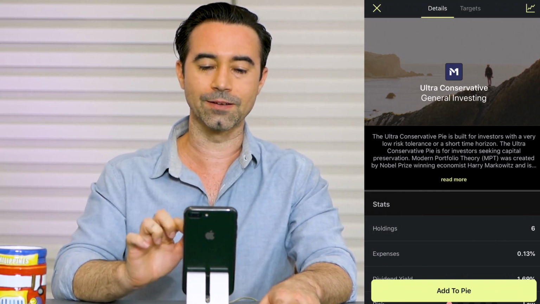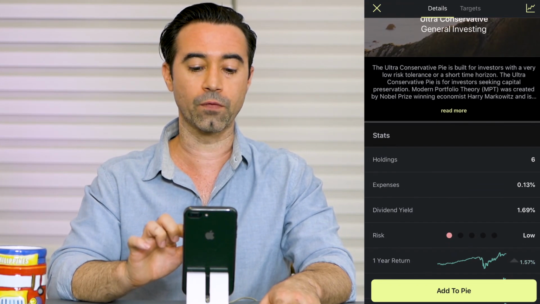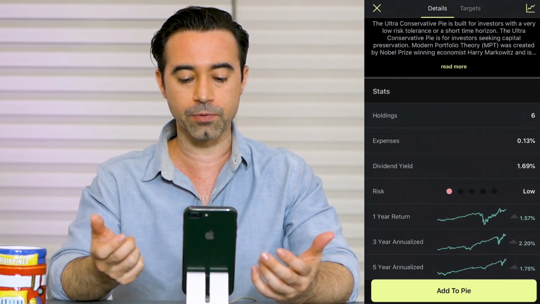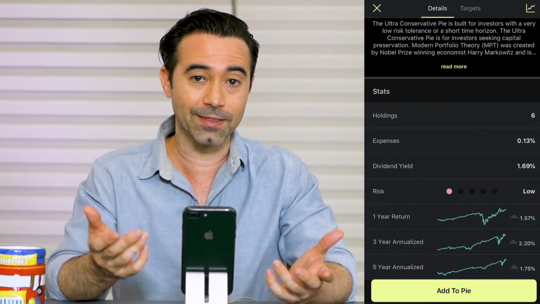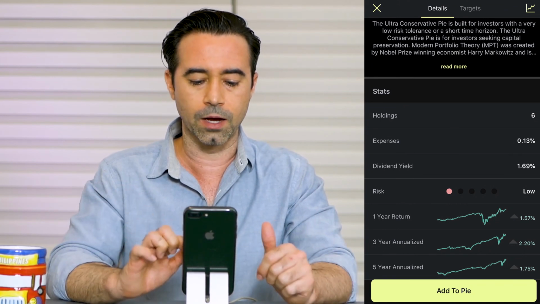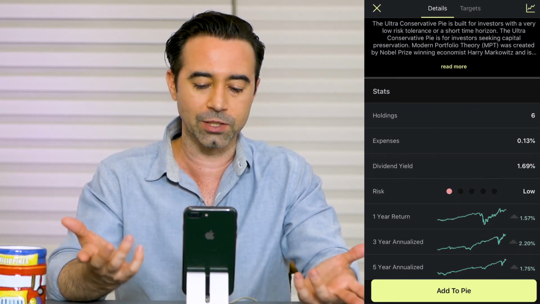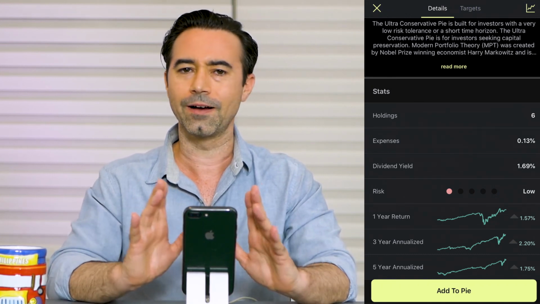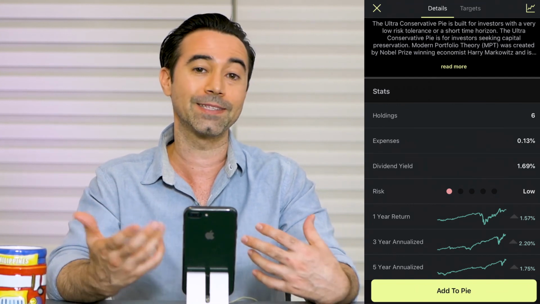There are 6 holdings. They're all ETFs. The expenses for this overall pie that is created by M1 Finance is 0.13%. Is that high? Well, it's fine. It's not that bad. It's higher than the VOO that we just saw, which was 0.4%, but no problem. Dividend yield 1.85. Of course, the risk is low. And then you can see the 1-year return is 1.57, and the 3-year and the 5-year. The returns on this are quite low, and of course, that's because you're not taking as much risk.